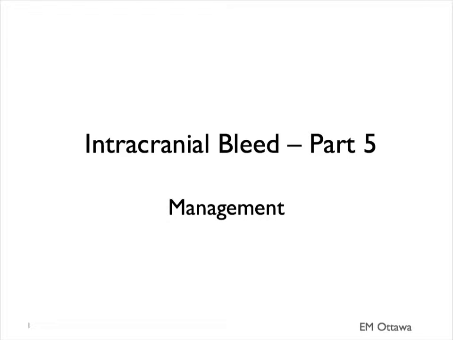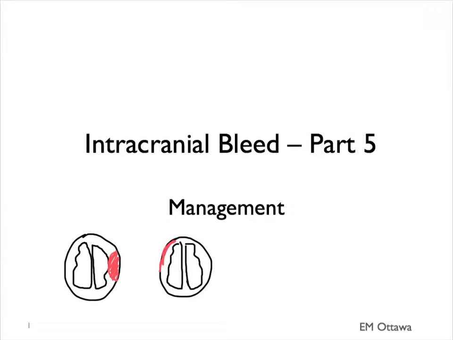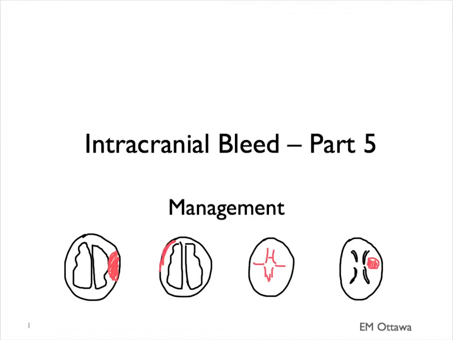Welcome back to Intracranial Bleed Part 5. In this section, we will discuss the management of intracranial bleed. Remember that intracranial bleed can include epidural hematoma, subdural hematoma, subarachnoid hemorrhage, and parenchymal or intracerebral bleed. As with all patients, we start with ABC. We'll first discuss these three and then we'll go into the specific treatment.